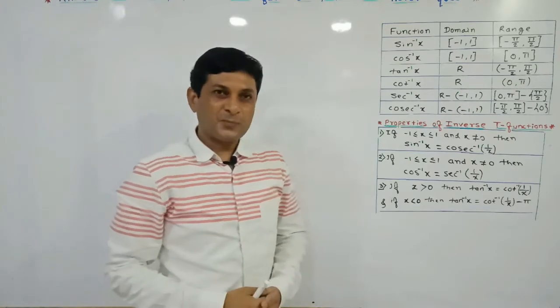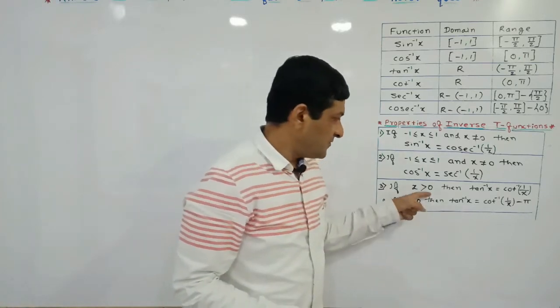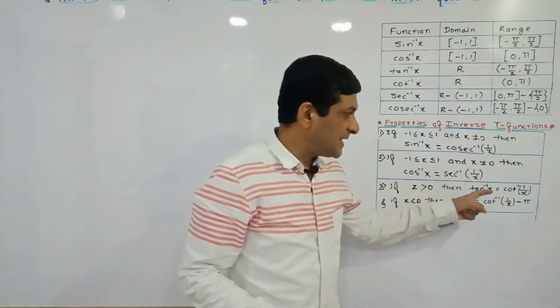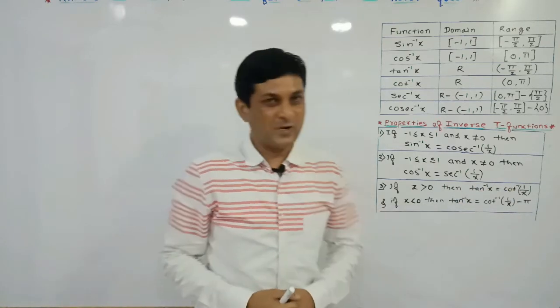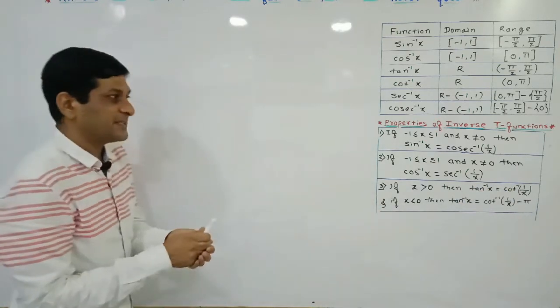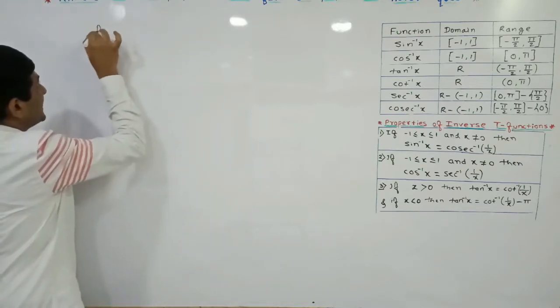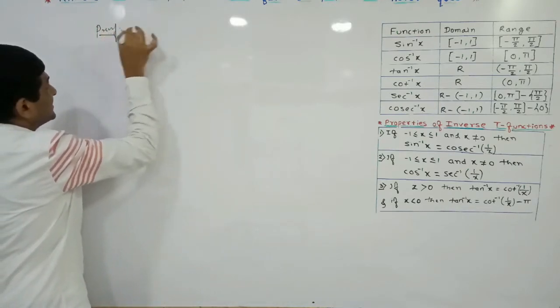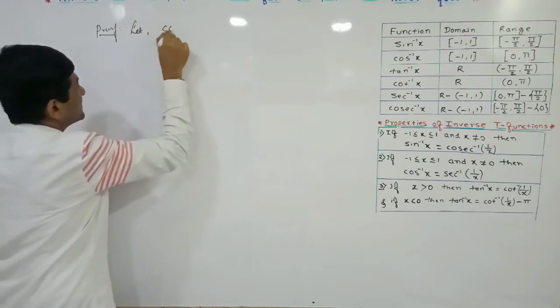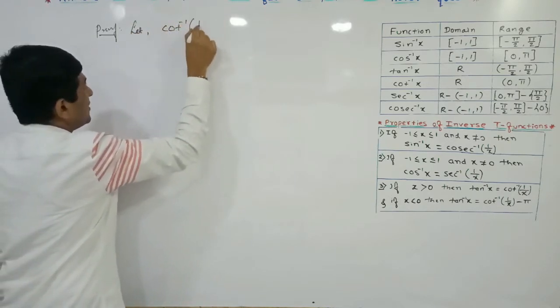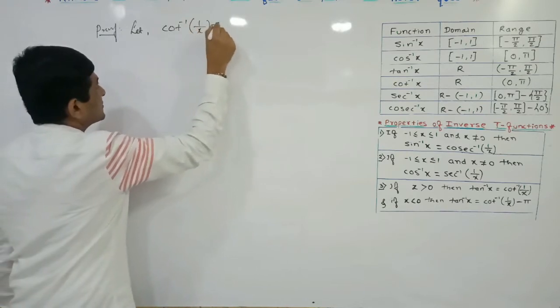Now see the third property. In the third property, when x is greater than 0, we have to show that the value of tan inverse of x is equal to cot inverse of 1 by x. Here also we are applying the same method. So let us suppose that cot inverse of 1 by x is equal to y.